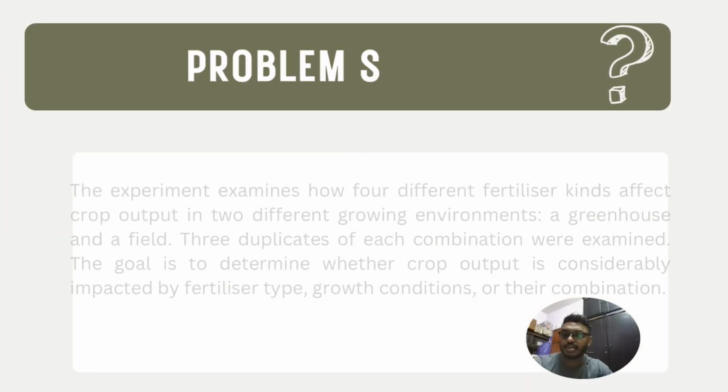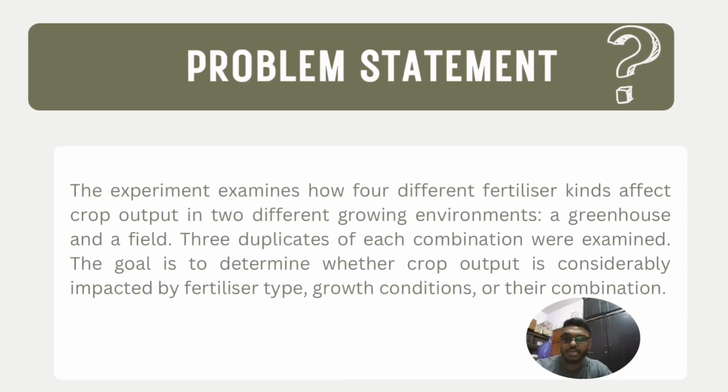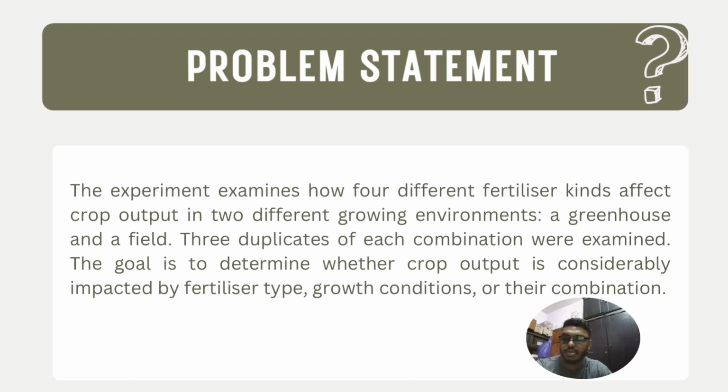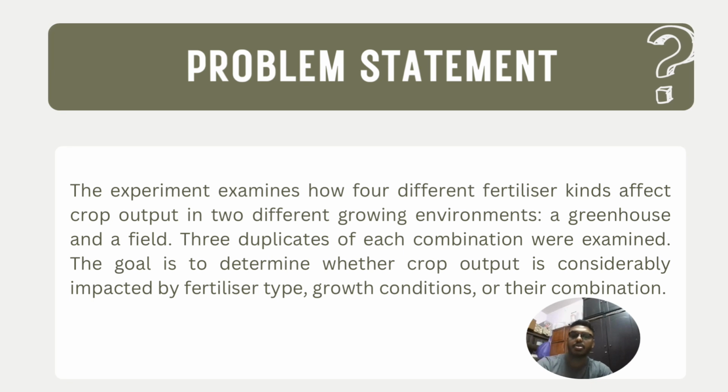We have tested four types of fertilizers, which are organic, synthetic, liquid, and chemical, across two environments. Each combination was replicated three times to ensure accuracy. The goal is to see whether crop output is significantly influenced by the fertilizer type, the growing condition, or the combination of both.